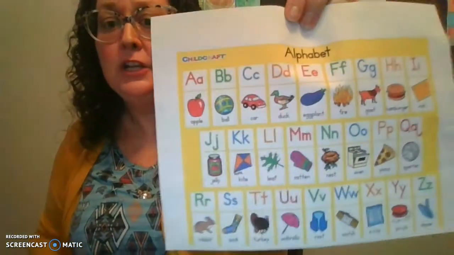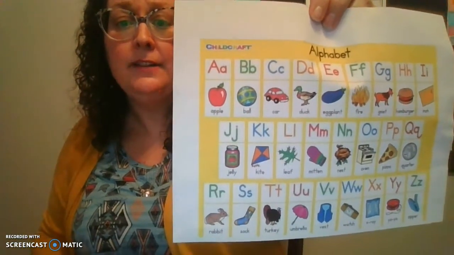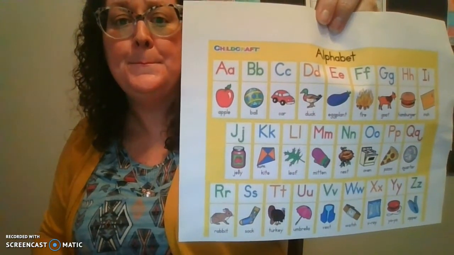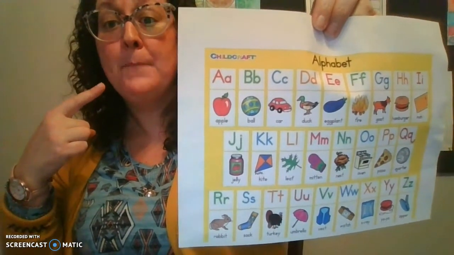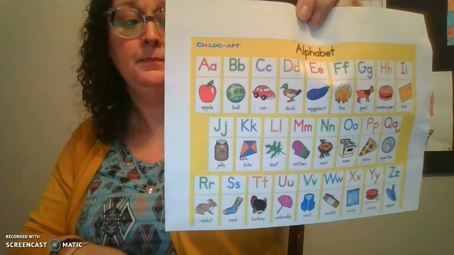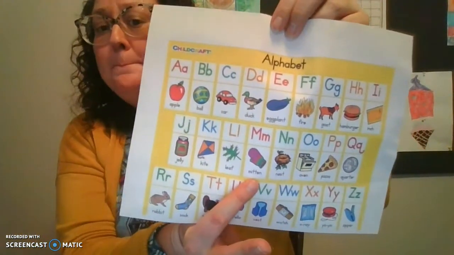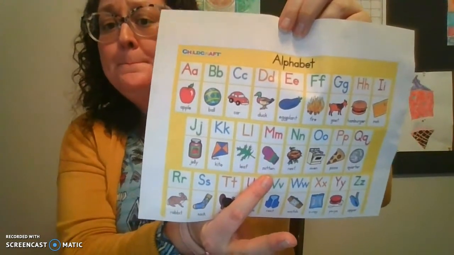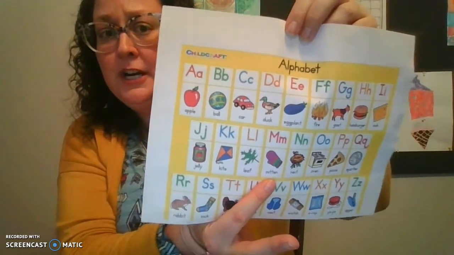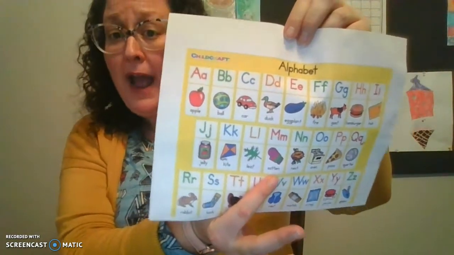Let's look again. Look at the alphabet chart. Point to the letter that says m. Watch my lips. Good. It is the letter M. M says m like in mitten. Say it. Mitten. Your turn. Mitten. Good job. Nice practicing.